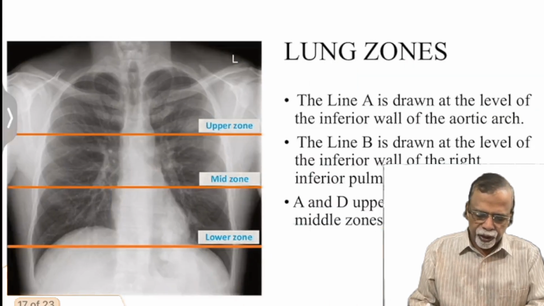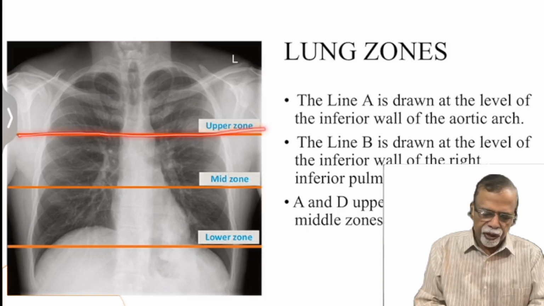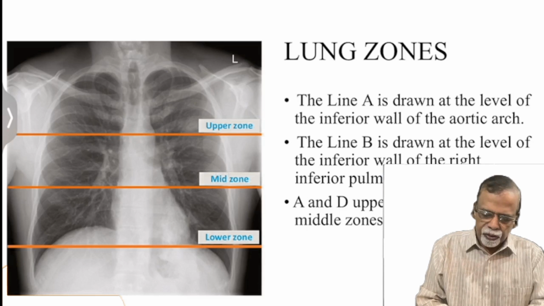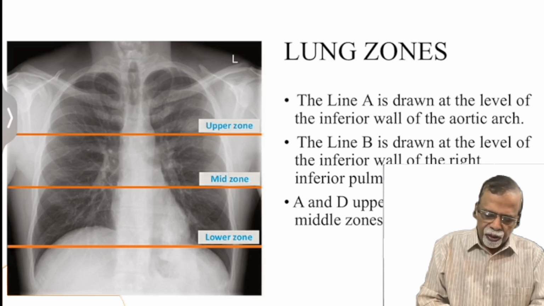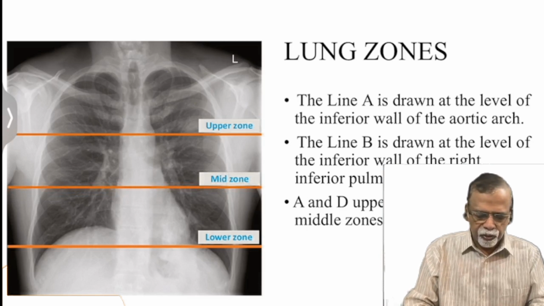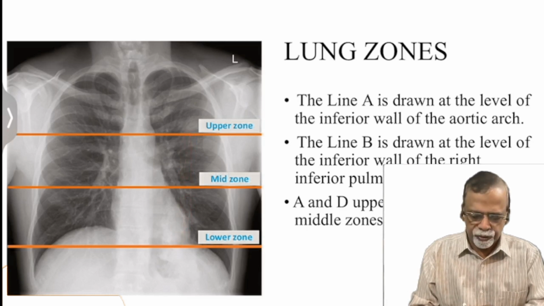So here you can see the upper zone is a line drawn at the level of the inferior wall of the aortic arch, and line B is drawn at the level of the right inferior pulmonary vein. So above is the upper zone, then comes the mid zone, and this is the lower zone. This is a radiological concept.